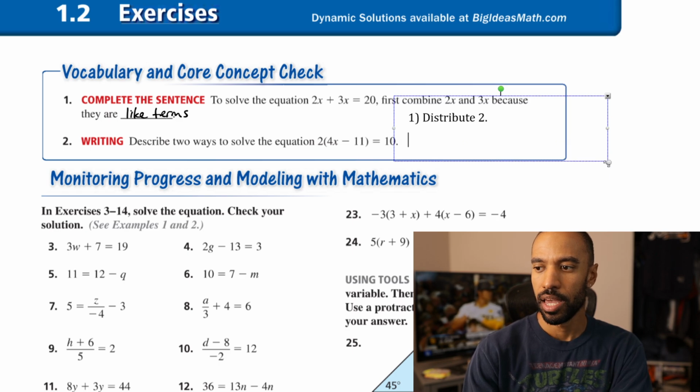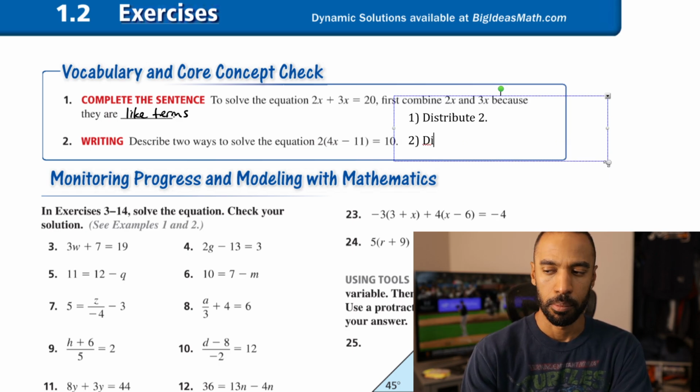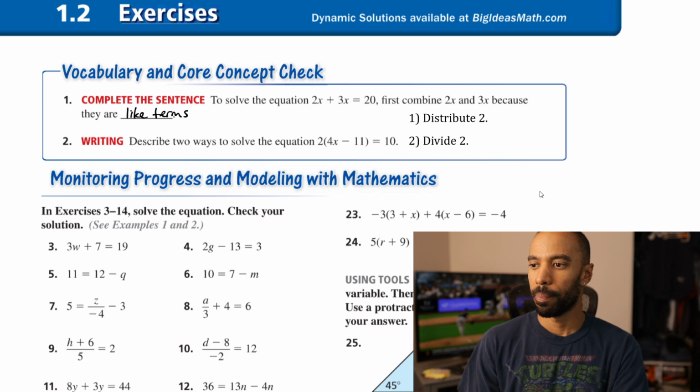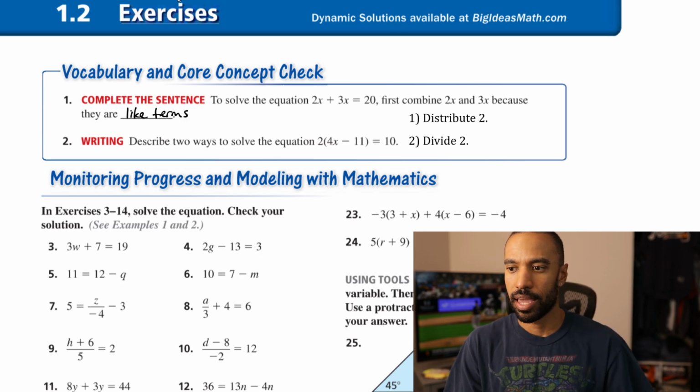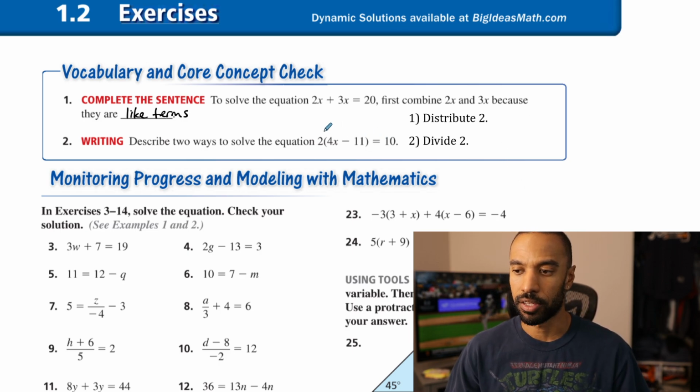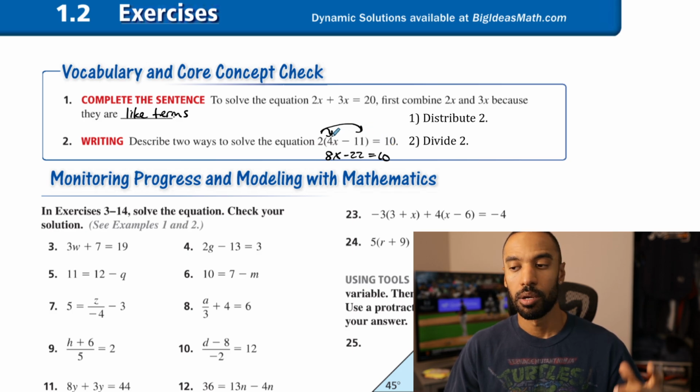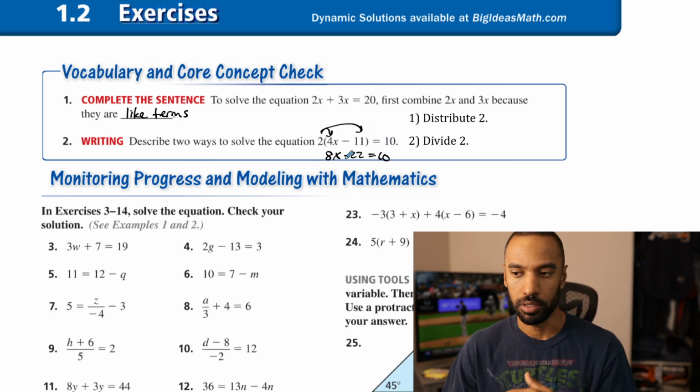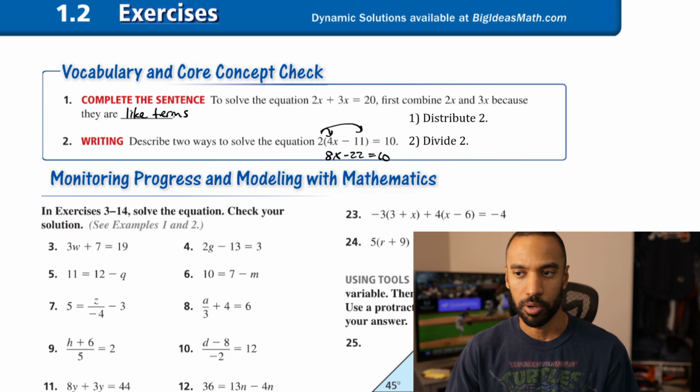Distribute the 2 to begin with, and method number 2 is divide by 2 to begin with. So if I distribute 2, then gone will be parentheses. You'll have the left side simplified in its own way. You'll have 8x minus 22 equals 10. I'm not going to solve the rest of the way, but 2 multiplies with both of those, and add 22, divide by 8 from both sides.